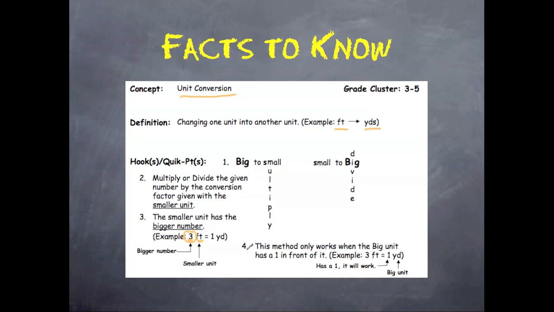And we have to note in point 4 that this method only works if the big unit has a 1 in front of it. So 3 feet to 1 yard. This is the big unit. It has a 1 in front of it. That means we can use 3 as our conversion factor.